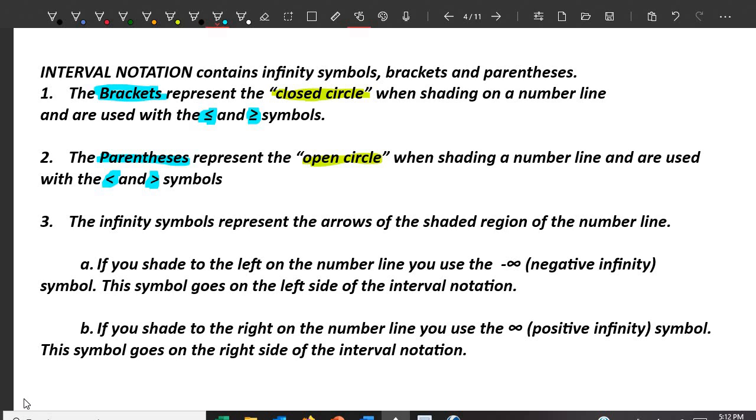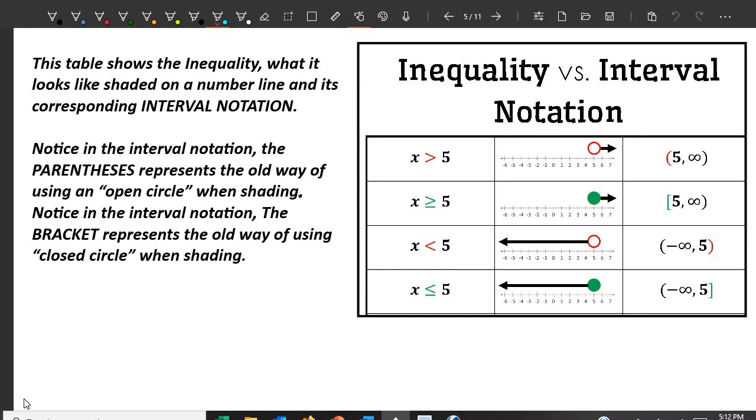Now, the infinity symbols are based on which way you shade and which way it's pointing, whether it's to the left or to the right. If you shade it to the left, you're going to have a negative infinity symbol. If you shade it to the right, you're going to have a positive infinity symbol. I'm going to do some examples in just a few minutes to show you that, but here's another little table to help you see.